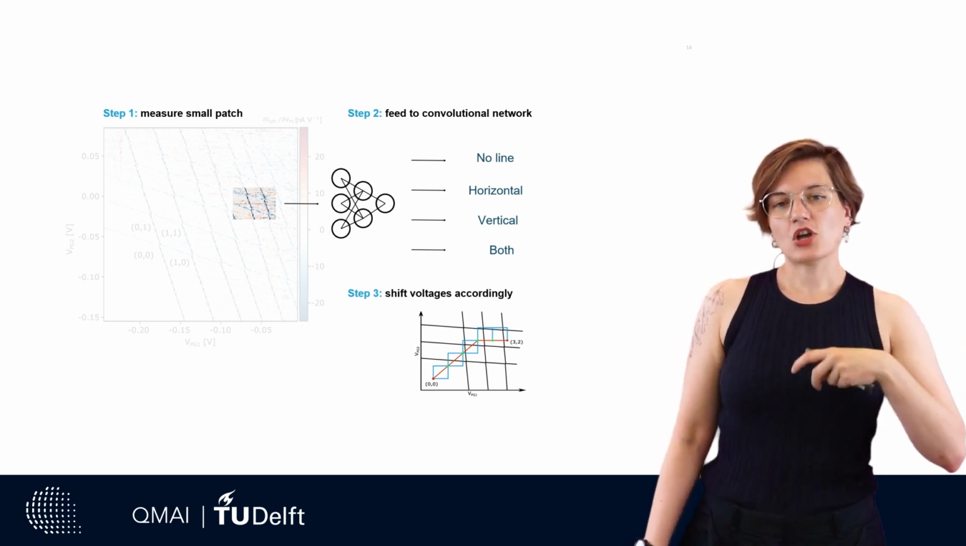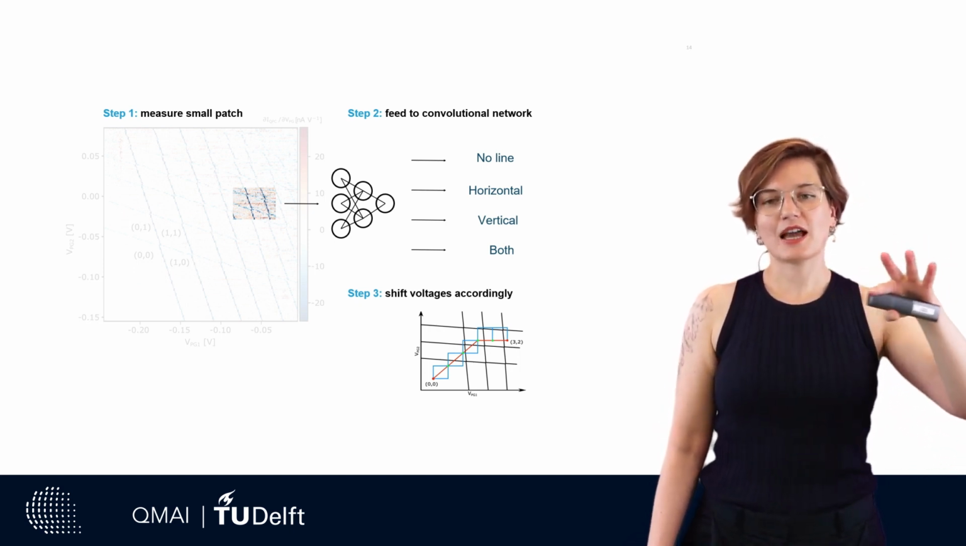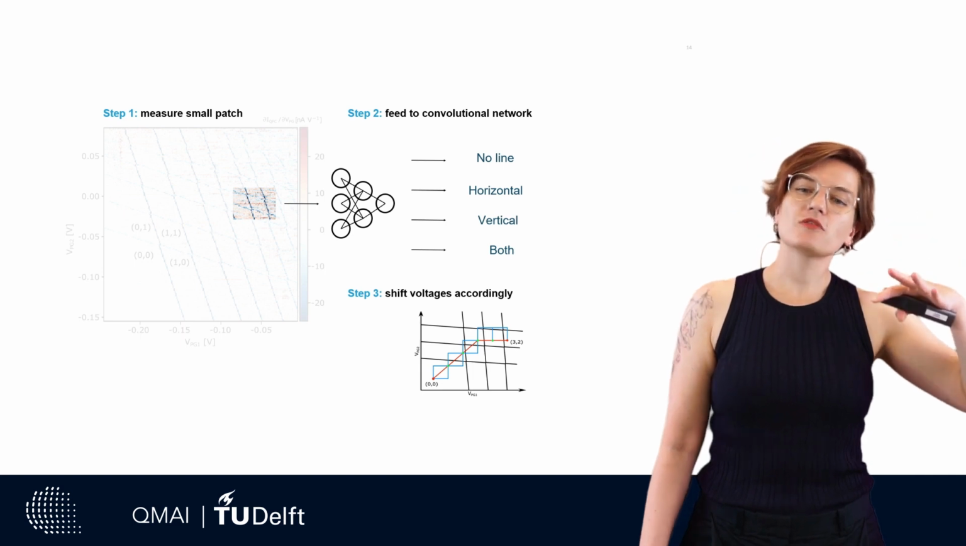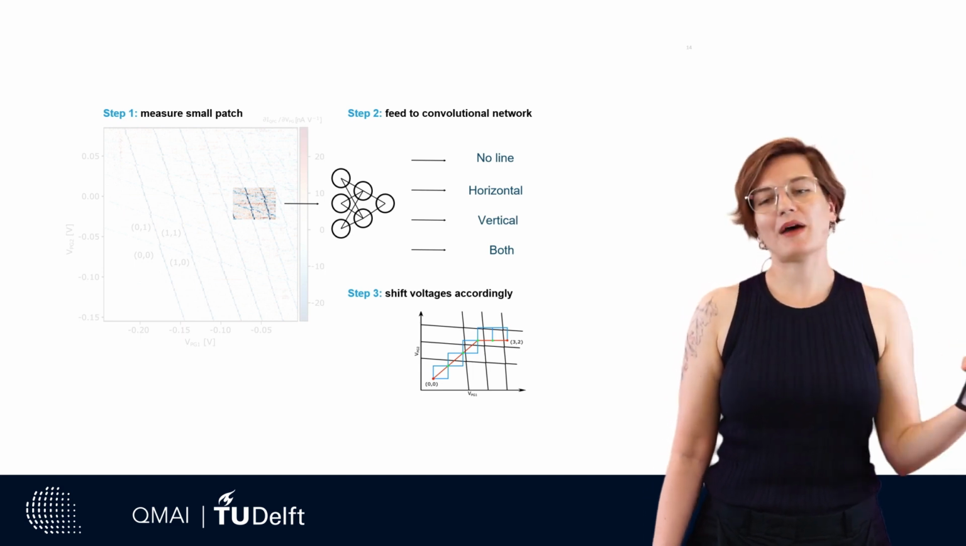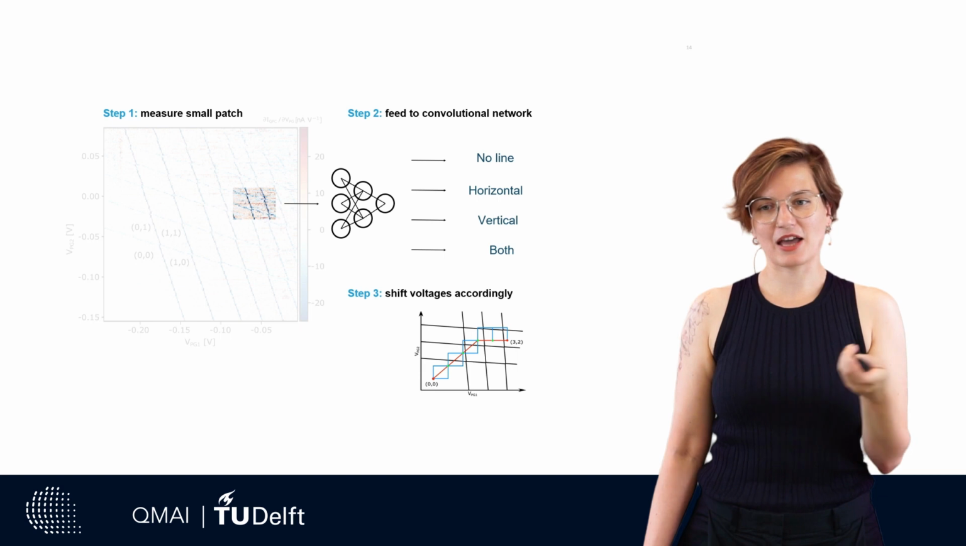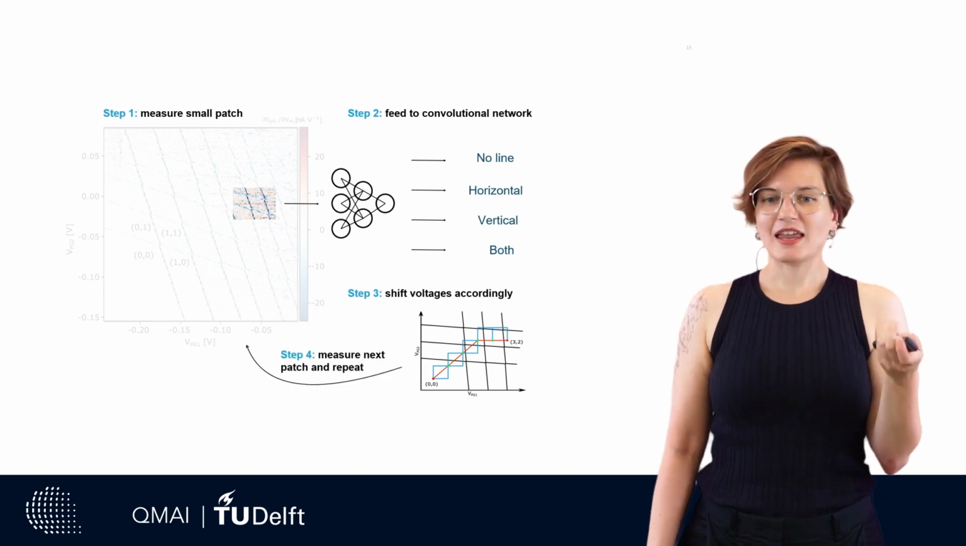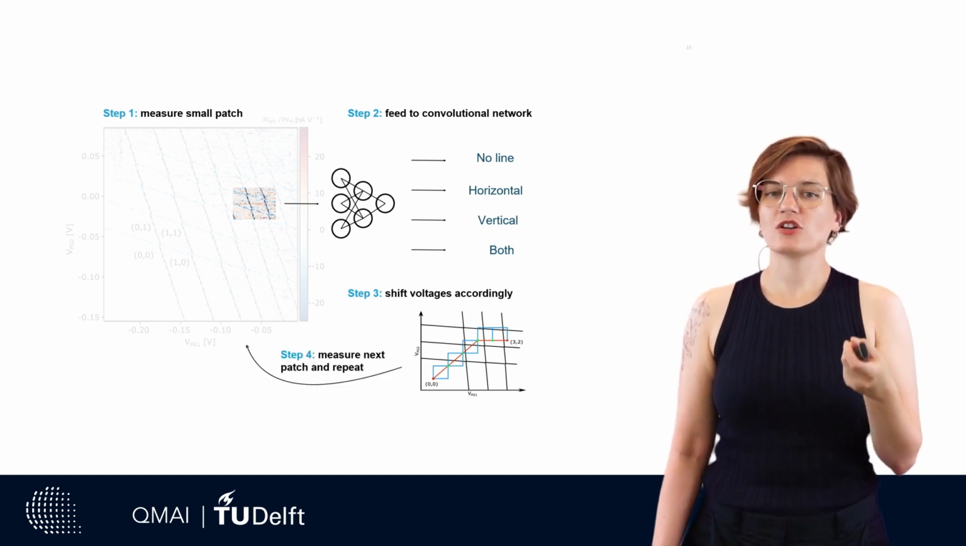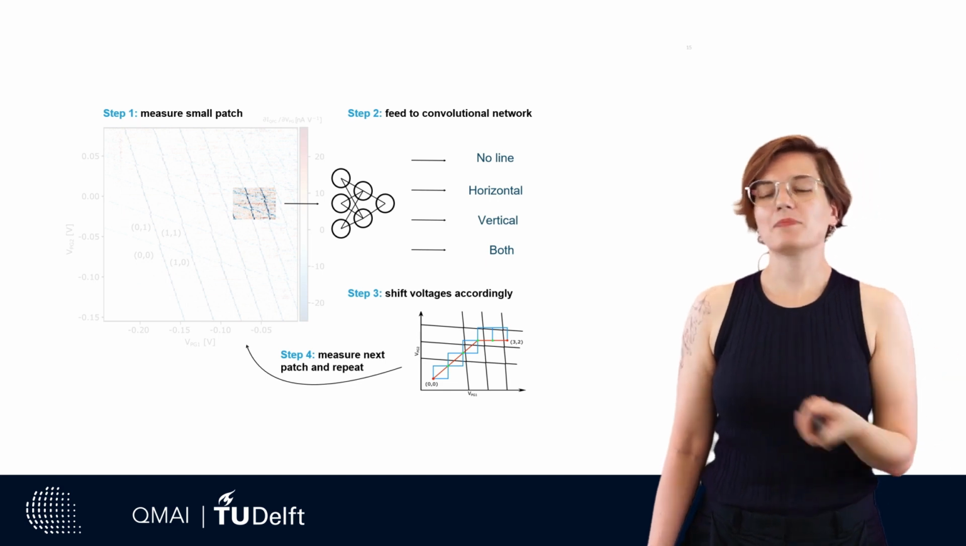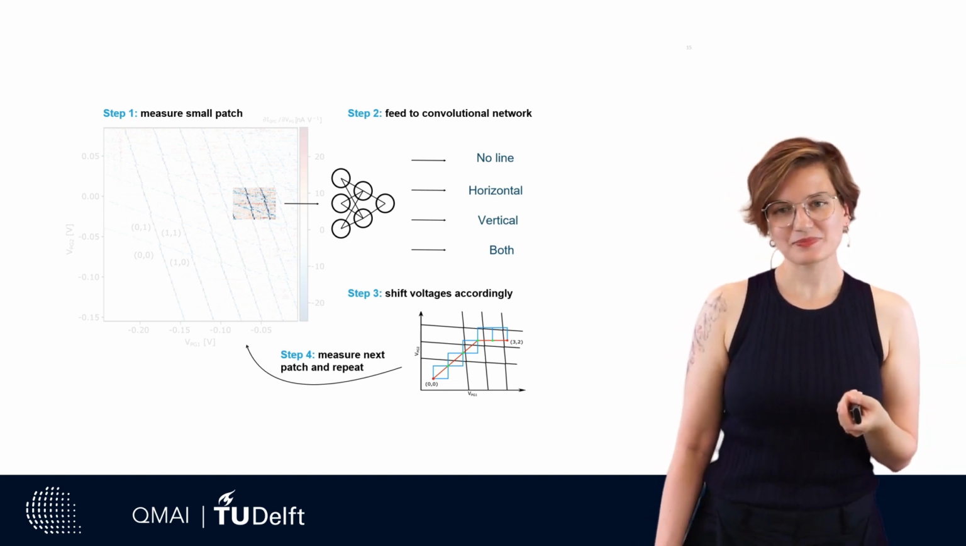Then if I know which part of the charge stability diagram I am in, I can shift my voltages accordingly to the part of the charge stability diagram I want to be in. And then I am going to measure another patch and repeat this whole process.